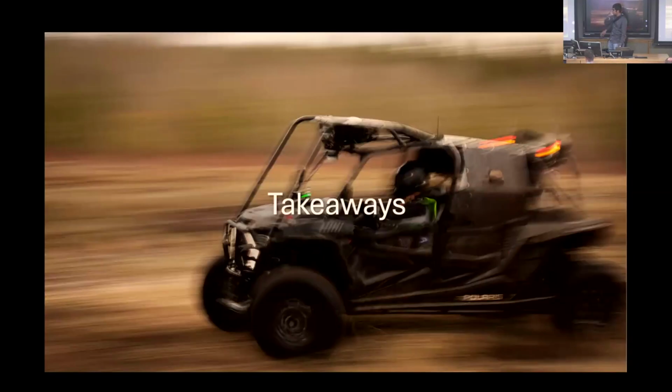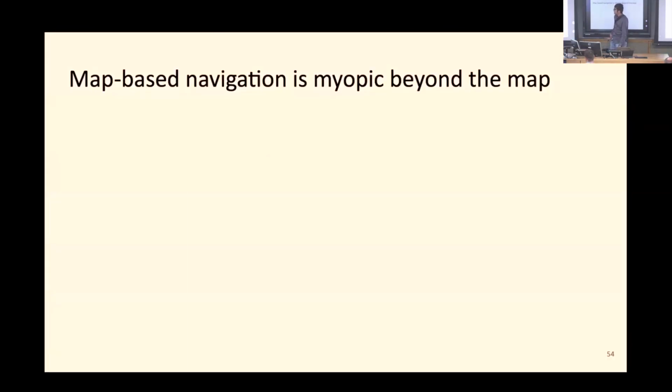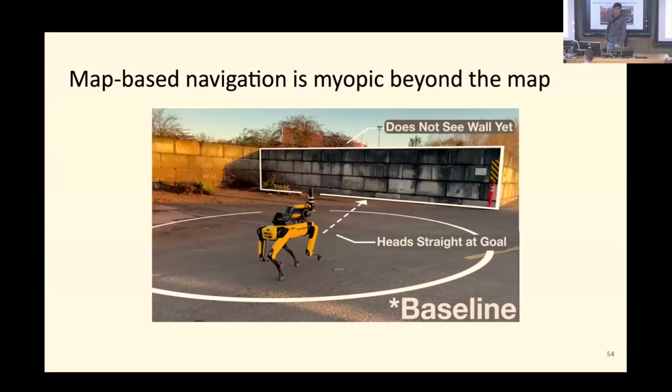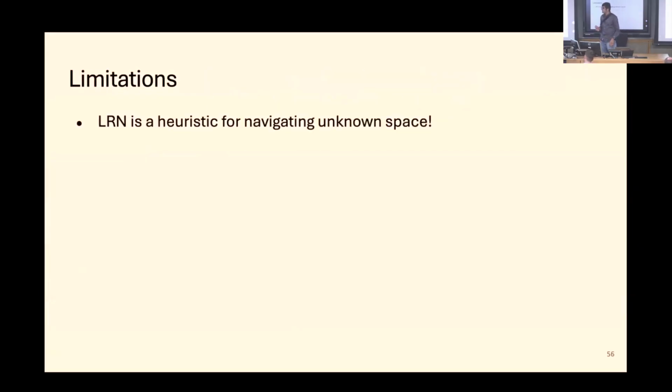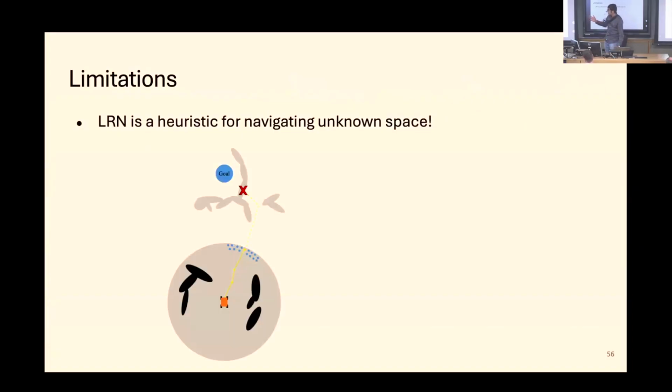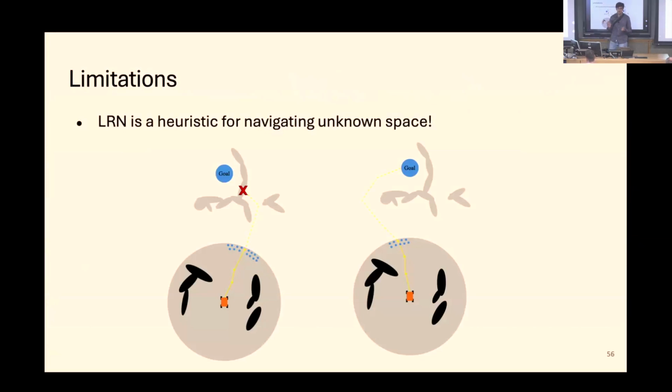I'd like to summarize with the main takeaways that I'd like people to take from this talk. So we see that map-based navigation is myopic beyond the map, and it can lead to some not so intelligent decisions. But LRN is able to extend the planning horizons via these learned visual affordances. But finally, note that LRN is still a heuristic for navigating unknown space. LRN can tell you not to head into a wall, but LRN does not necessarily know whether going right or left will lead you to a dead end. So it's something to keep in mind because you just don't have the information there.